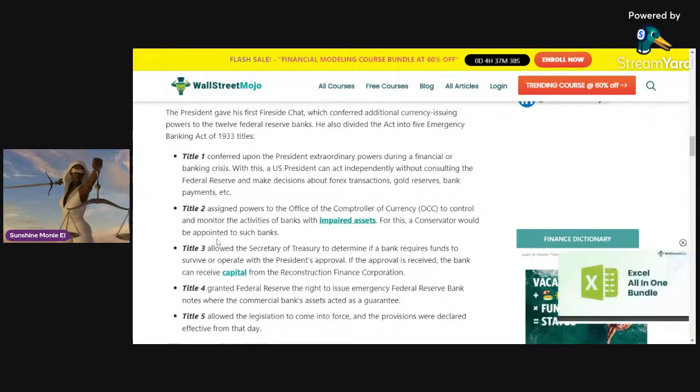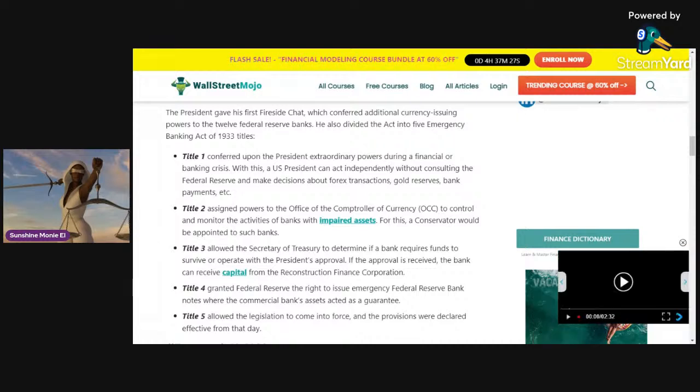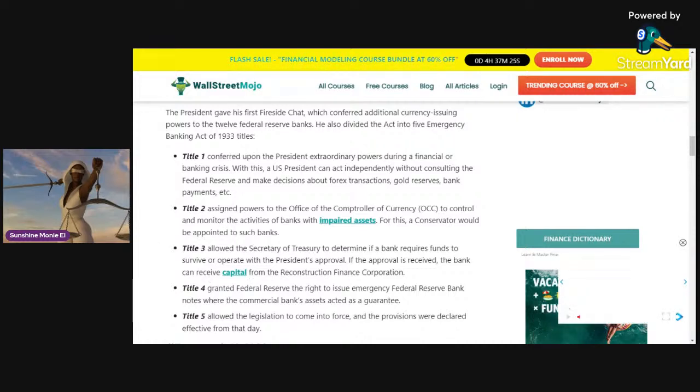For this, a conservator would be appointed to such banks. Title 3 allowed the Secretary of Treasury to determine if a bank requires funds to survive or operate with the president's approval. If the approval is received, the bank can receive capital from the Reconstruction Finance Corporation.